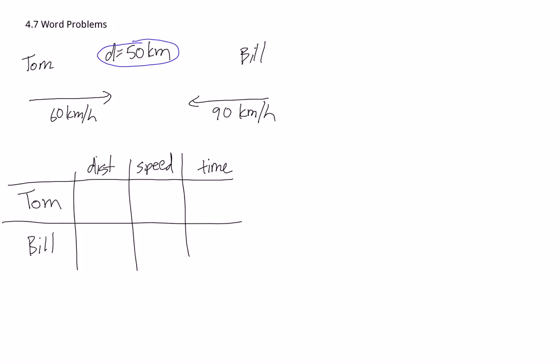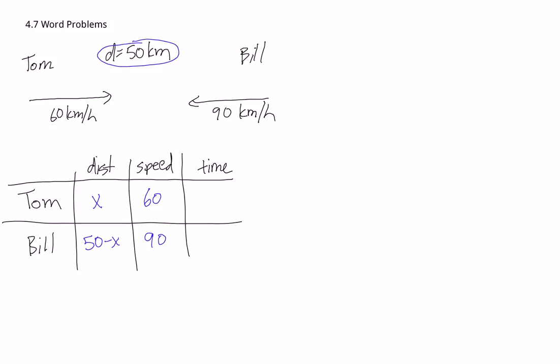So let's suppose we call Tom's distance x. We don't know how far he's going to go, but we know that Bill's then would be 50 minus x, right? Because the total is 50 kilometers. So if Tom drove 20, that means Bill would have driven 30. They have to add up to 50 in either case. The speeds we do know. Tom drove 60, Bill drove 90.